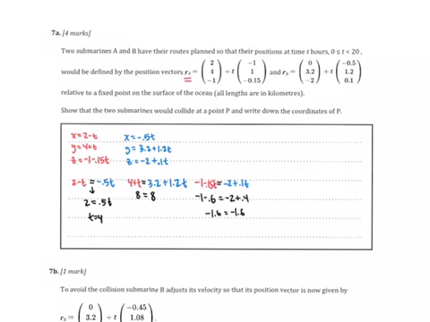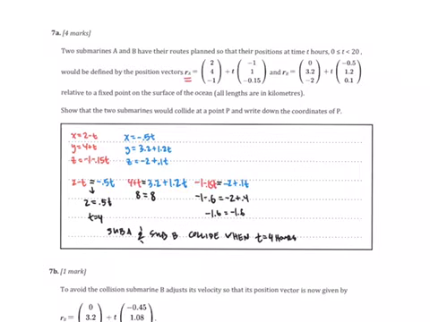So submarine A collides with submarine B. Sub A and sub B collide when t equals 4 hours. Okay, so now we have to find the point.